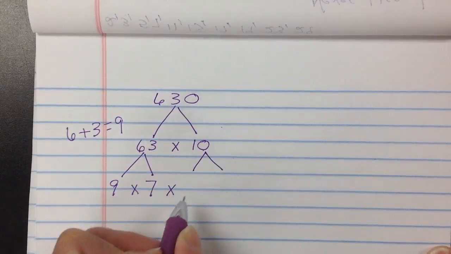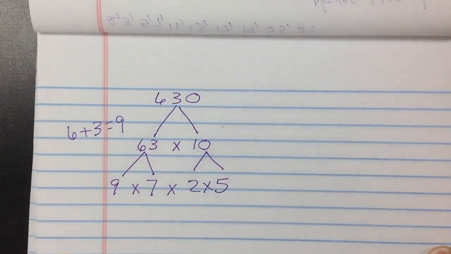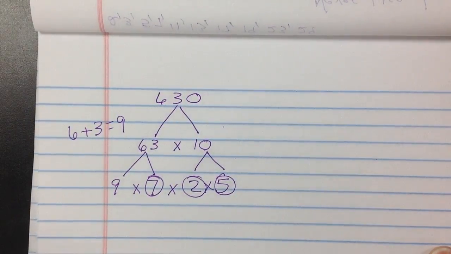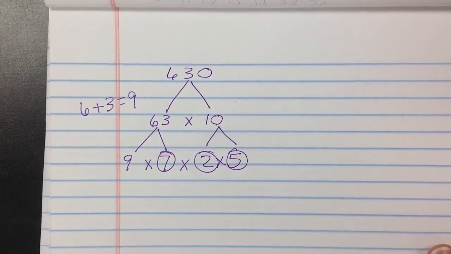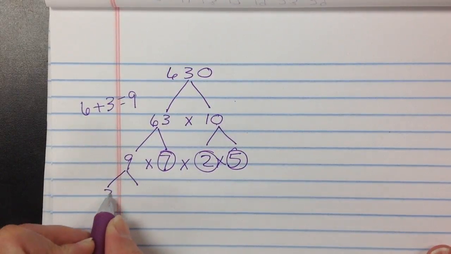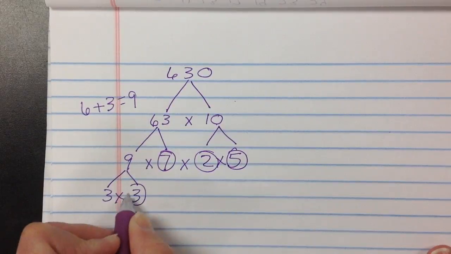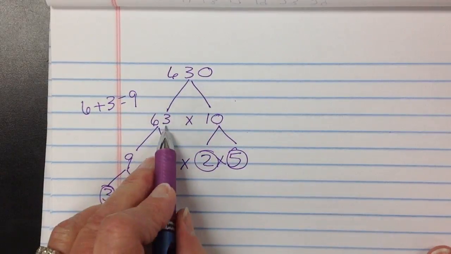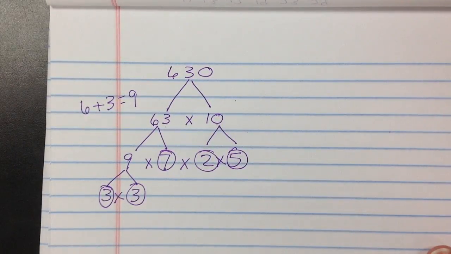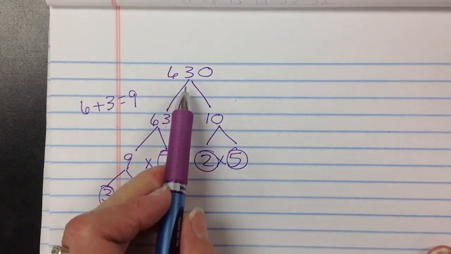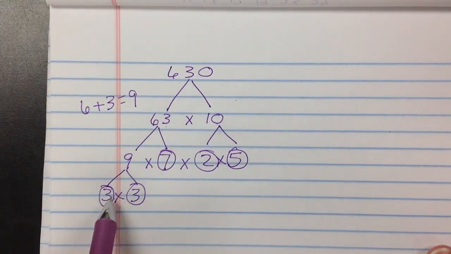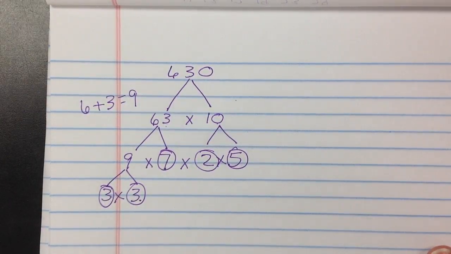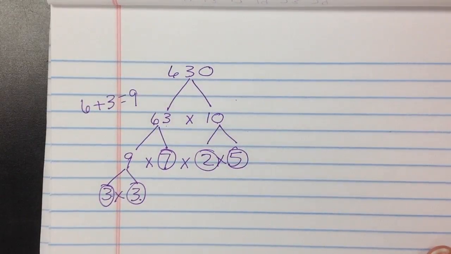Now 10 is 2 times 5. 5 I know is prime, 2 is prime, 7 is prime. How do I know that? I have them memorized. Is 9 prime? No. 9 is 3 times 3. A lot of people think it is because it looks prime because it's an odd number. Odd numbers are not necessarily prime. See, 63 is odd. It's not prime. So our prime factorization of 630 is 3 times 3 times 7 times 2 times 5. And we did it by breaking it down easy ways.